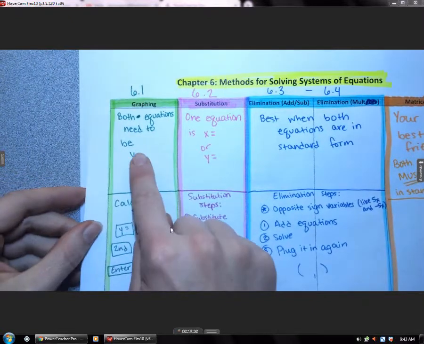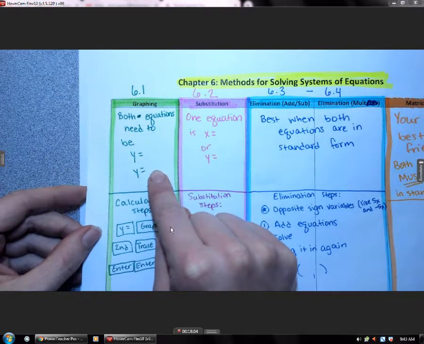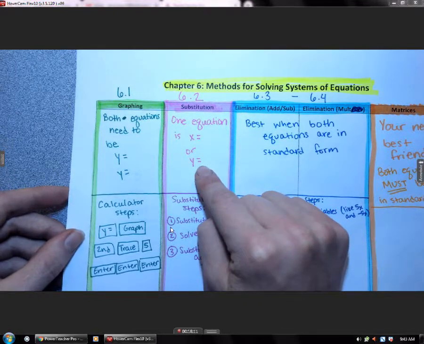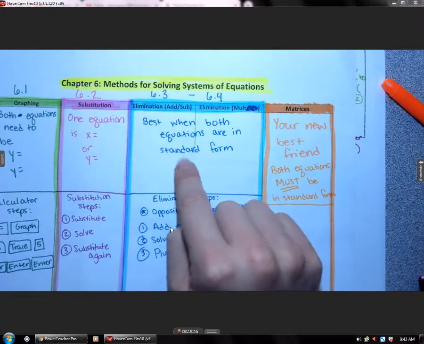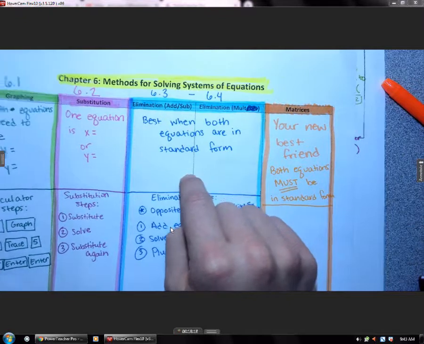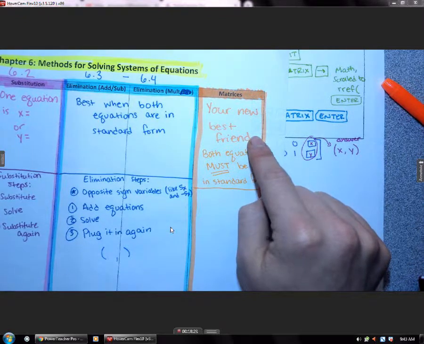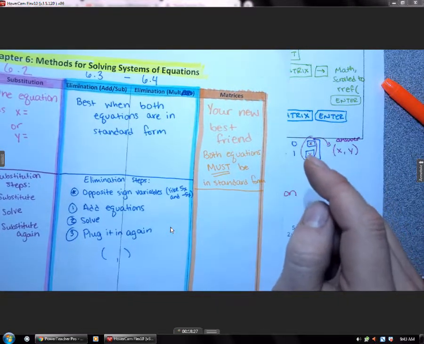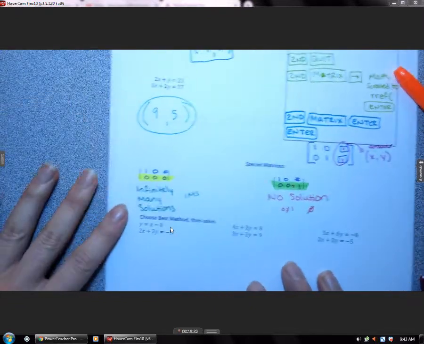So I gave us lots of explanations. Graphing is the best when they're both y equals. That's not very often, but that's the best time to use graphing. Substitution is the best when one of them is x equals or a y equals, so you can plug it in easy. Elimination is best when both are in standard form. Sometimes this is the fastest way, if it's an easy one. Matrices always work if it's in standard form, but if it's not in standard form, you have to use substitution. Totally. So choose the best method, then solve.